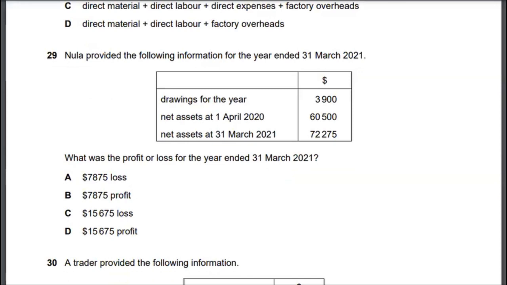Let's look at multiple choice 29. Nula provided the following information for the year ended 31st March 2021: drawings, net assets at 2020, net assets at 2021. What was the profit or loss for the year ended 31st March 2021? This is a fairly easy question.